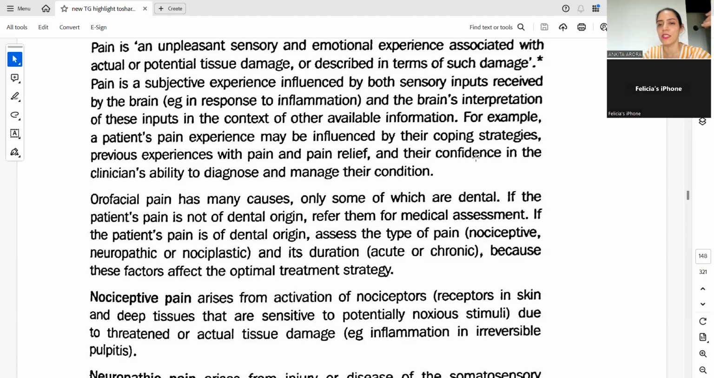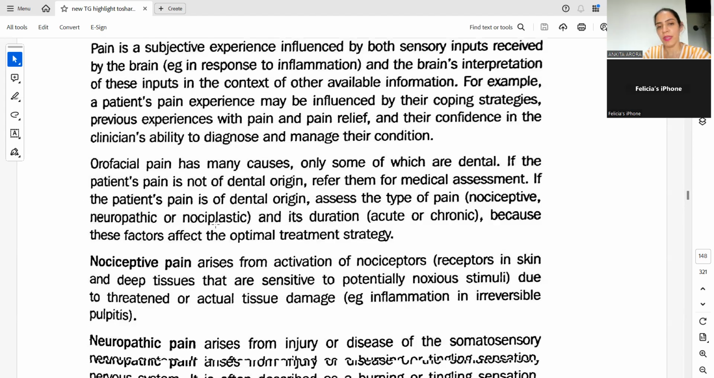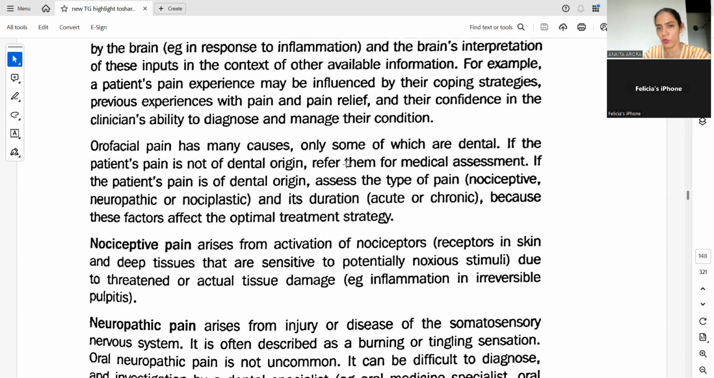We have audio analgesia and various acupuncture and pressure therapies, which are part of alternative medicine to cure pain. Now, orofacial pain has many causes, only some of which are dental. If the patient's pain is not of dental origin, refer them for medical assessment. So first of all, we have to analyze if the teeth are fine. The intraoral examination and the history have to be processed right.